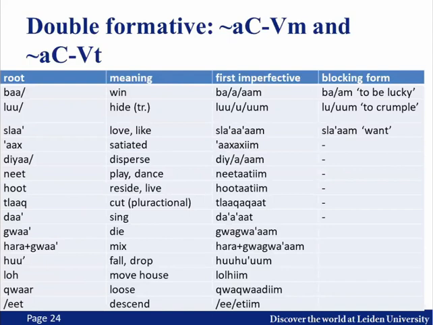There's more complications to it. There are also a number of verbs that form the first imperfective with a double formation, the reduplication plus the suffix m, or the reduplication plus the suffix t, and I have a list here. At the last column of this table, I have the blocking form, because for a number of these verbs, I have sort of a story. For most of them, I don't.